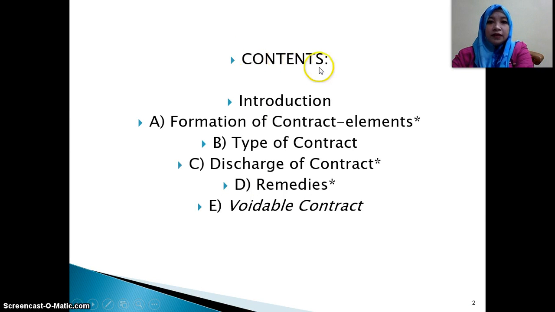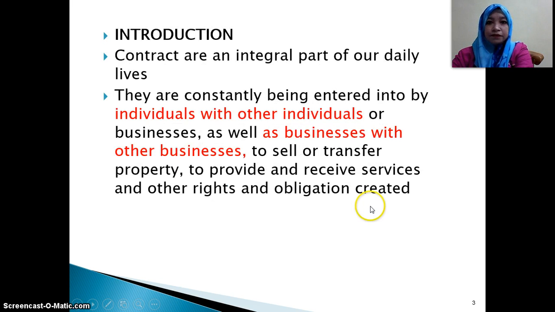At the end of this chapter, you must be able to understand the introduction, the formation of contract, what the elements of formation of a contract are, and this is very important, the types of contract, discharge of contract, and remedies, and last but not least, the subtitle for this topic, avoidable contract. For today's video lecture, we are only going to cover the introduction and the elements of formation of contract only. We will see you again in the next video lecture for the other subtopics.